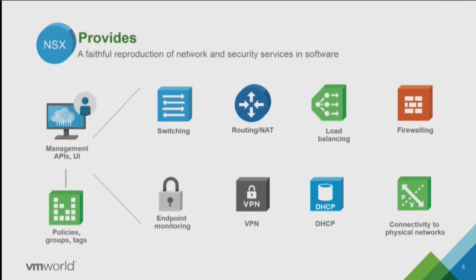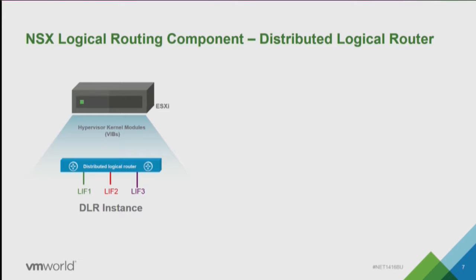So, a short introduction. What does NSX provide you? NSX is a network virtualization solution. It's providing you layer 2 switching, layer 3 routing, NAT, load balancing, firewall, even endpoint monitoring, VPN, IPsec and SSL VPN, DHCP server, and connectivity to your bare metal servers. Today, this session will focus only on the routing front. That's the only thing that we will focus on today. So let's look at how it works.